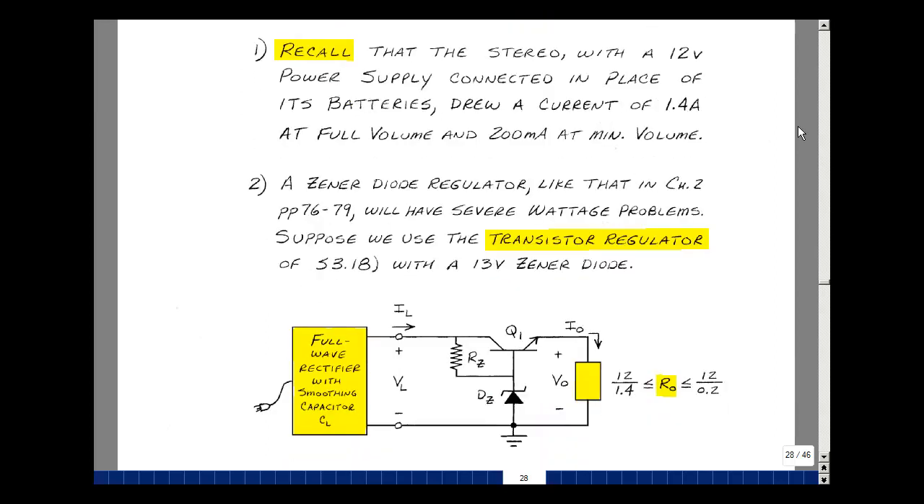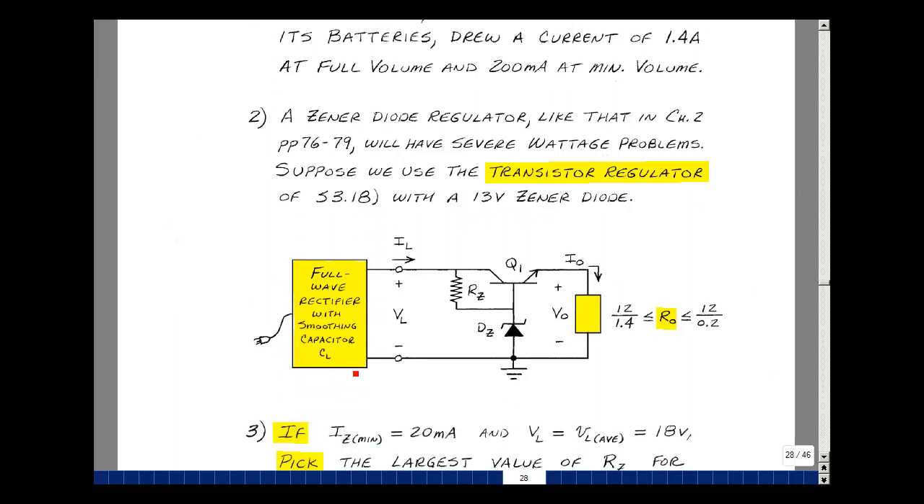We used a Zener diode regulator, as we saw in Chapter 2, pages 76 to 79, and we saw that there were severe wattage problems with the resistor, and also we had a very large capacitor. Let's use a transistor regulator like the one we used in supplemental problem 318, and with a 13-volt Zener diode.